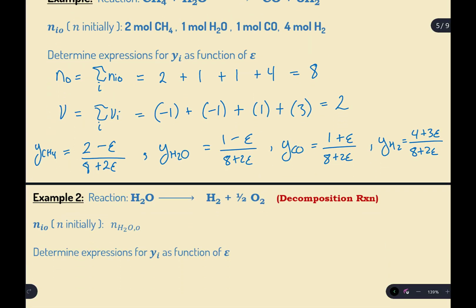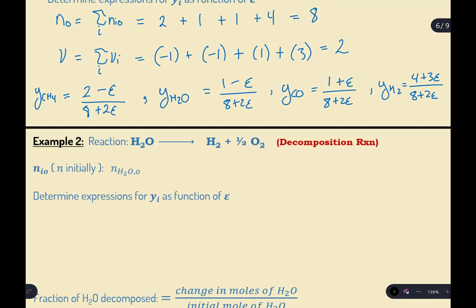Let's do another example here. So we have a reaction of water decomposing to hydrogen and oxygen. Initially, in this case, we're writing an expression that's general. Why? Because we don't have any numbers. So what we have is Ni initial, or NH2O naught, is my initial concentration of water. So I want to find an expression for Yi as a function of epsilon, but also as a function of my initial concentration. Okay? So in this case, what would the answer be?